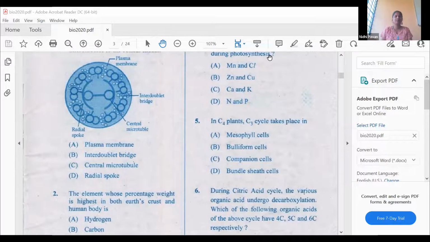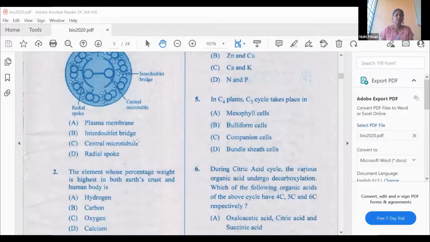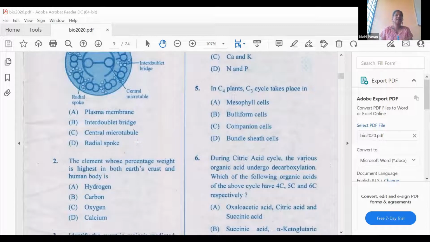Okay, thank you. So here, the element whose percentage weight is highest in both Earth's crust as well as in the human body, which is the element which is found highest. So what might be the answer?